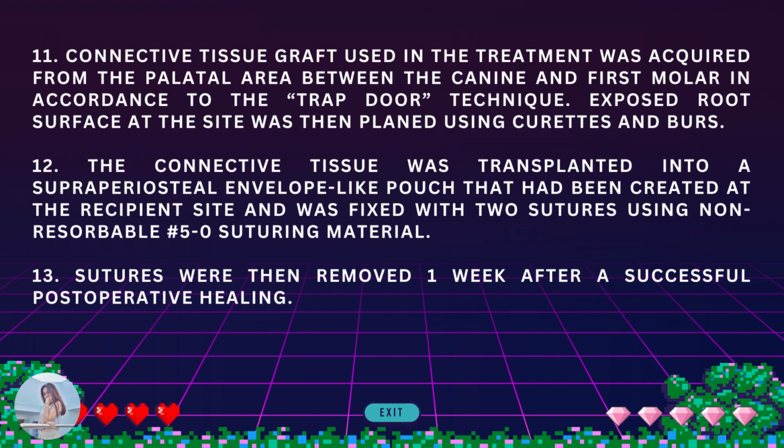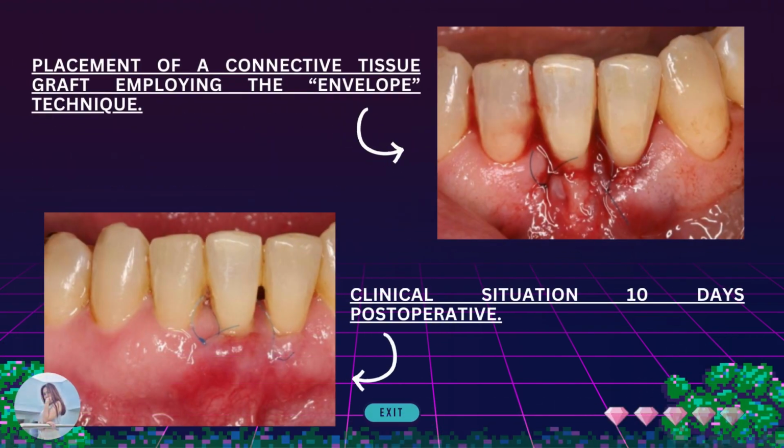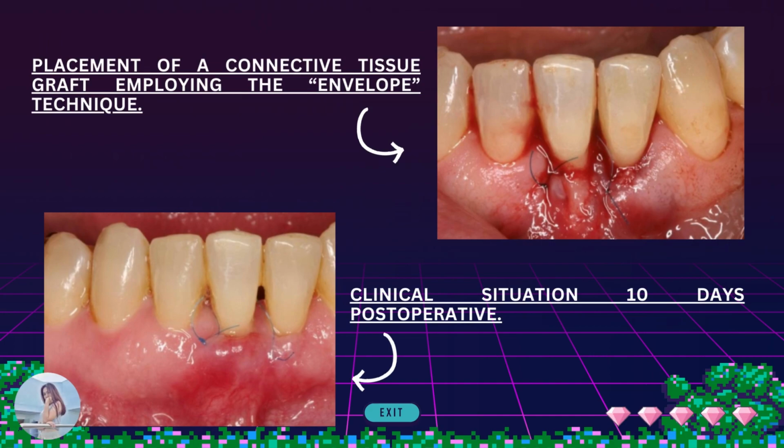13. Sutures were then removed 1 week after a successful post-operative healing. A picture on the upper right shows the placement of a connective tissue graft employing the envelope technique, whereas a picture on the bottom left shows the clinical situation 10 days post-operative.